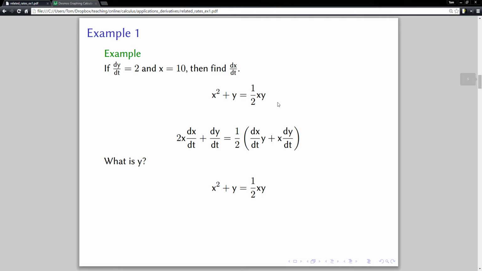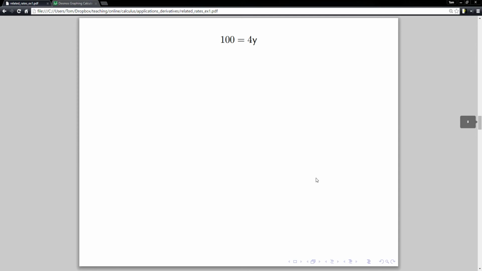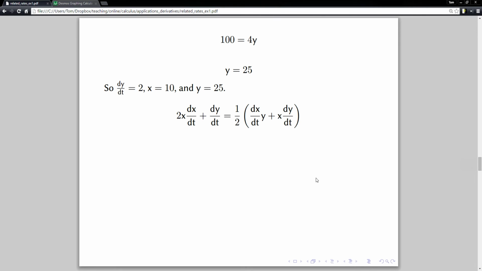So let's do that. We're going to take our formula and plug in a 10 over here, and then we're going to simplify this out. 10 squared is 100. 10 times a half is 5. So we get that. Then solve for y. We subtract y from both sides and then divide both sides by 4, and we get y equals 25. So we figured out what y was. And so now we have that dy/dt is 2, x is 10, and y is 25.